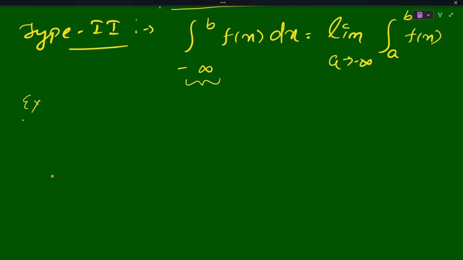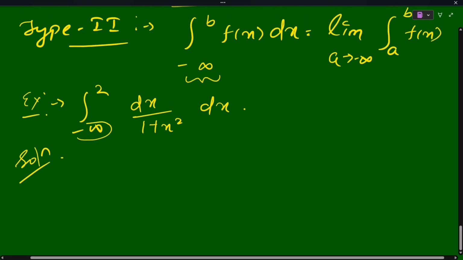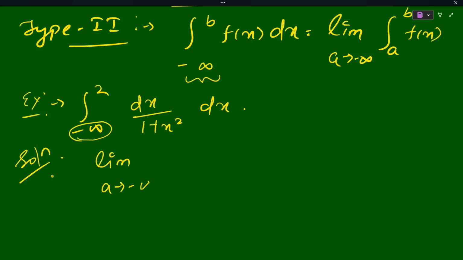For example, we will solve this question. Suppose it is integral from minus infinite to 2 of dx by 1 plus x squared. This is an improper integral as the lower limit is minus infinite. So according to the steps, we will first write, in place of minus infinite, limit a tends to minus infinite, and at the minus infinite place I will write a. Then the integral is dx by 1 plus x squared.